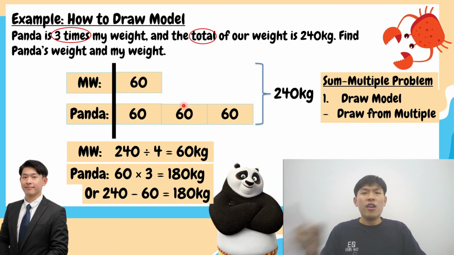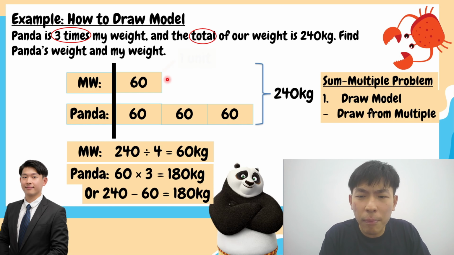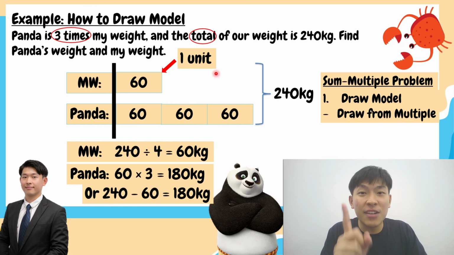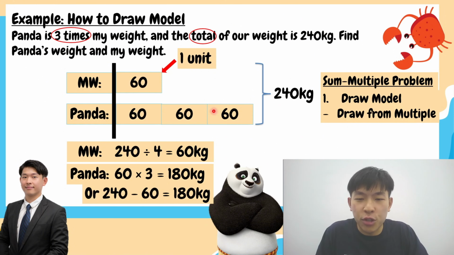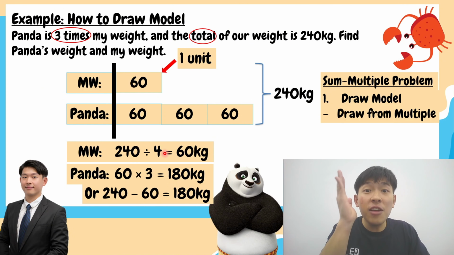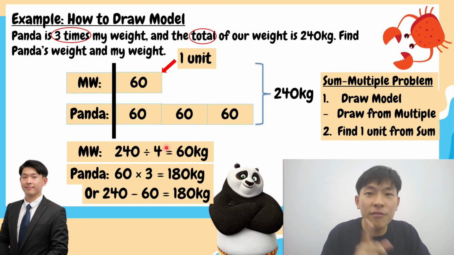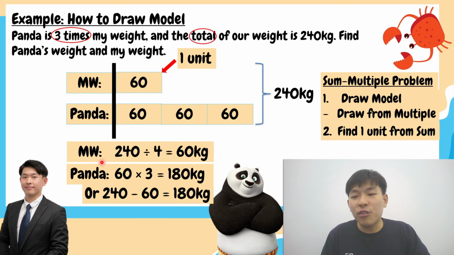And now, since 1, 2, 3, 4, all of these parts, are they the same? They are. So we can name this 1 part as 1 unit, so it's easier for us to describe and count. So we have 1, 2, 3, 4 units here. And the total of these 4 units is 240 kg. So how do we find 1 unit? Yes, we take the sum divided by the total number of units. So we find 1 unit from the sum. And then to find panda's weight, we can use the multiple relationship or the sum relationship.